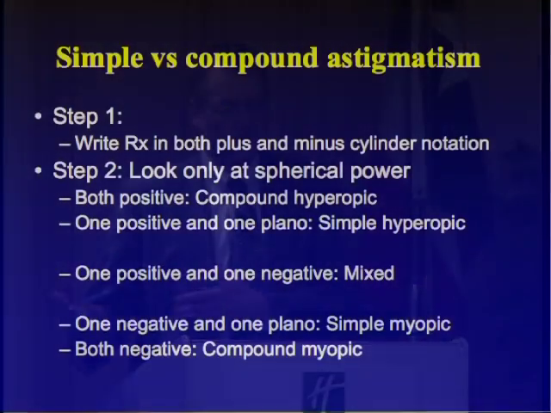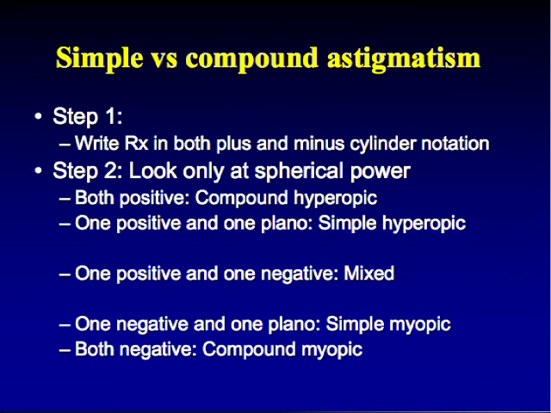How do you tell if a patient has compound myopic astigmatism or simple astigmatism or whatever? Well, you simply write the prescription in both plus and minus cylinder form and then look at the spherical power, because those are the two numbers that are going to go on the arms of the power cross. And if both arms are positive, it's compound hyperopic. If both arms are negative, it's compound myopic, etc.